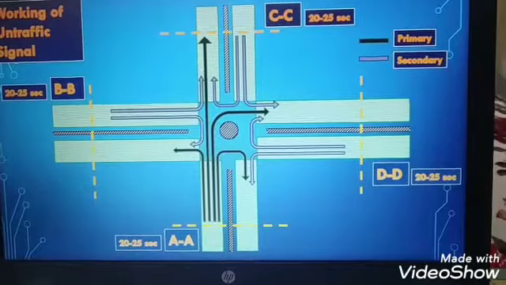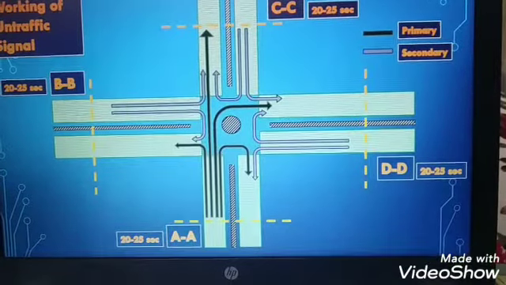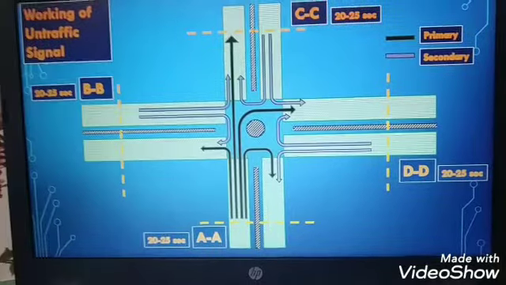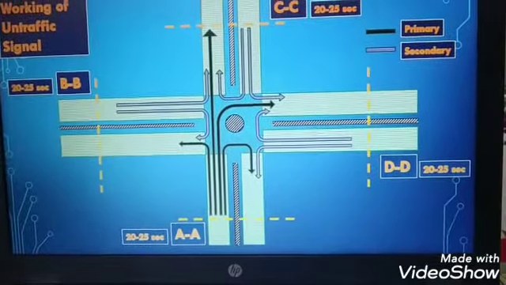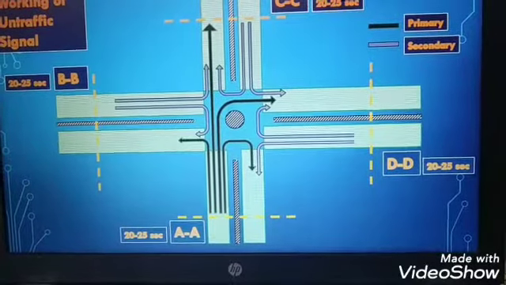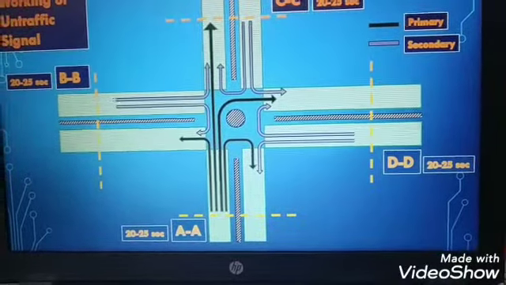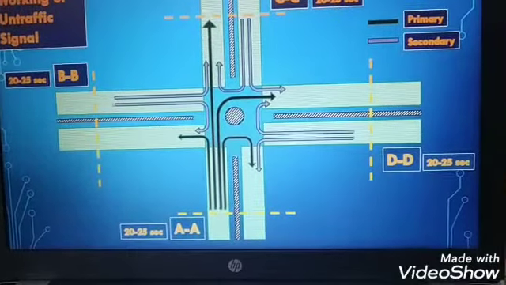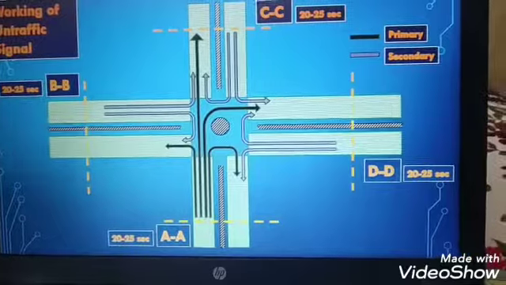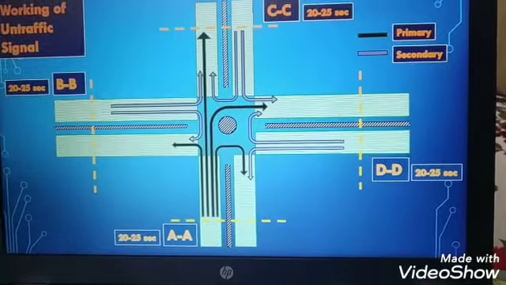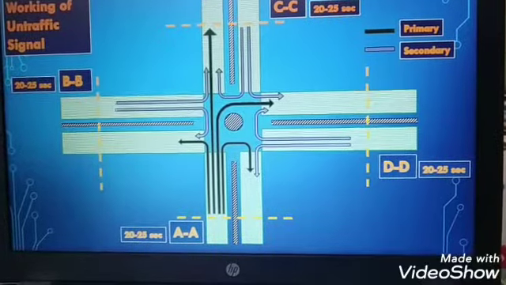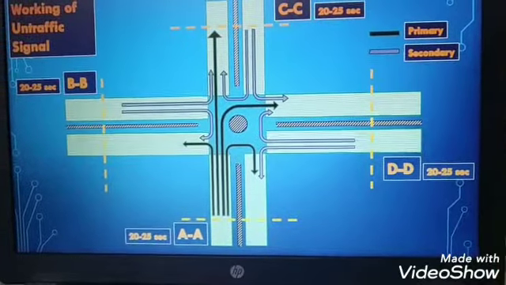All these arrows will have green signals other than the straight movement, like BB will not have green signals toward DD. DD will not have green signals towards CC or BB, since it will obstruct the other traffic movements. It will have to wait for these movements to turn green until it becomes primary, which will be after every 20 to 25 seconds of cycle for each lane.